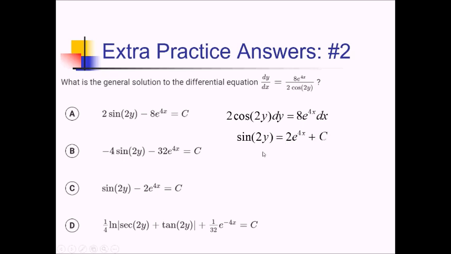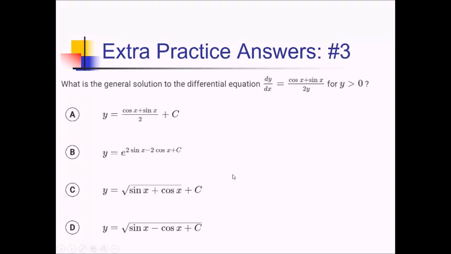And at this point, looking at the answer choices, it looks like we just need to get the c all by itself on one side, which I can do by just subtracting 2e to the 4x from both sides. And is that one of the answer choices? Sure is, choice C.